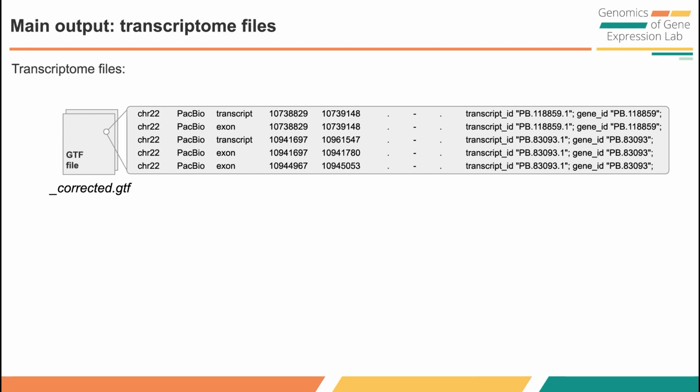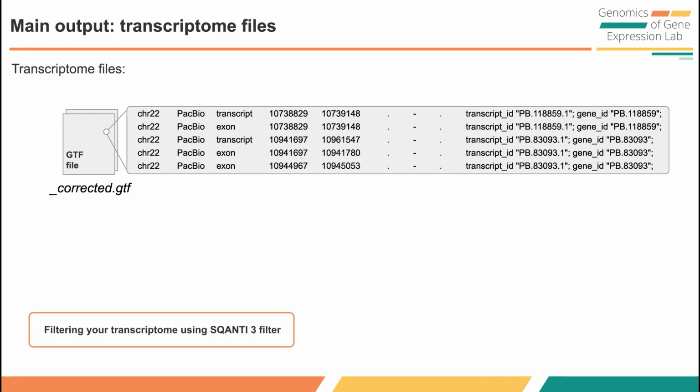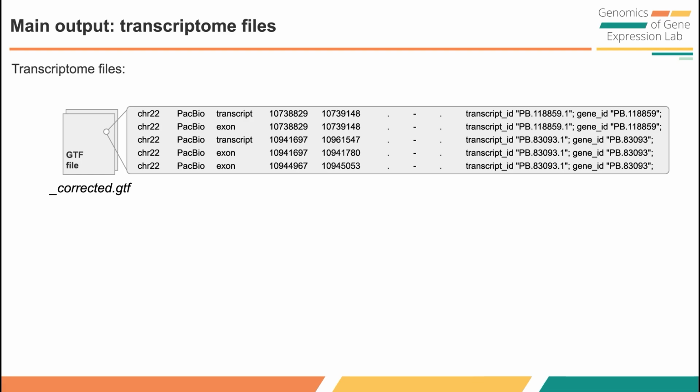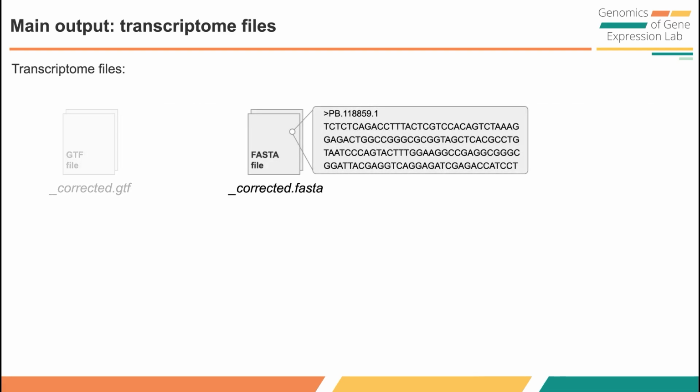For this purpose, you may apply one of the 2 filters available in SQANTI3 or, alternatively, define your own filtering criteria. FASTA file: the _corrected.fasta file contains the genomic sequences of transcripts supplied to SQANTI3 QC, obtained using the _corrected.gtf file and the provided reference genome.